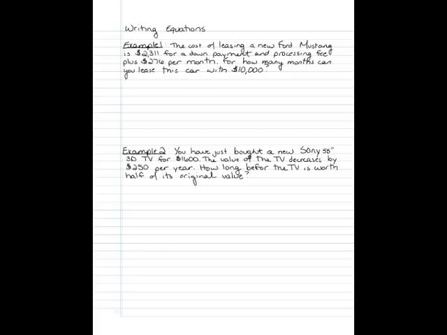In this section, we will be writing equations and solving them. And if you look at the steps at the top of your page, it kind of walks you through the process we're going to use to write an equation given an application problem.